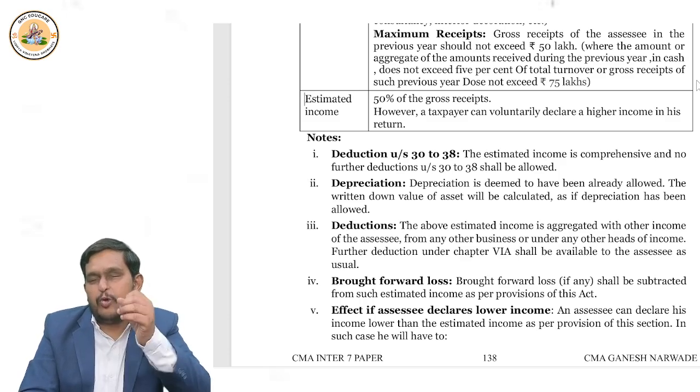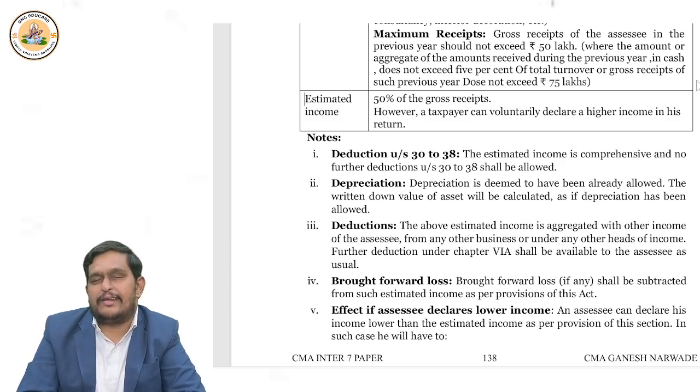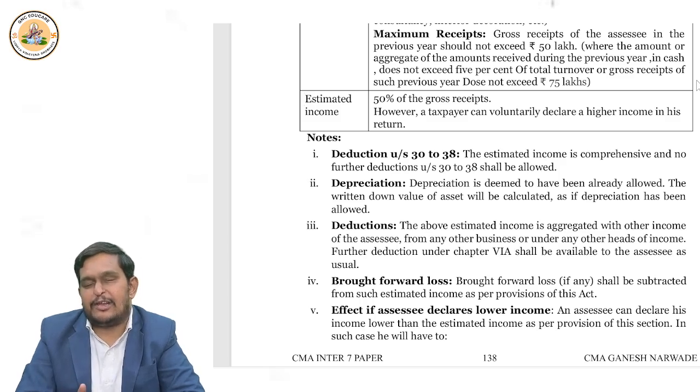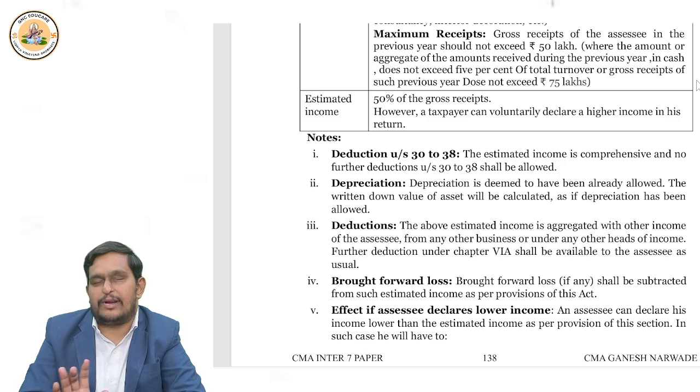Okay. Can you show lower income? The answer is you can show the same income, that is 50% of gross receipts, or higher income. Then there is no need to maintain books of accounts under 44AA, and 44AB tax audit is also not required.